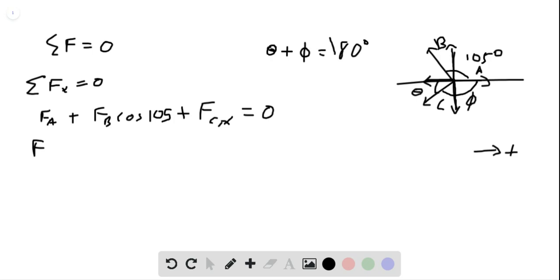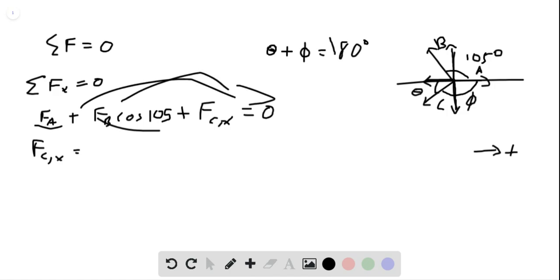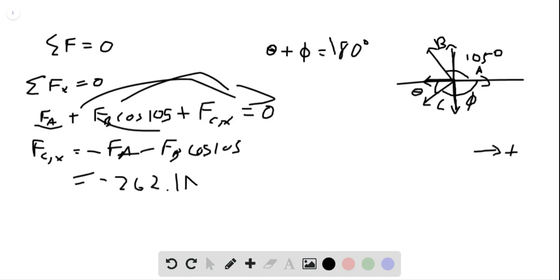So we can actually find what FCX is, right? If we just do some algebra, FA will go on the other side of the equal sign, and so will FB. So both of these will go here, right? And so we just have minus FA minus FB times cos of 105, right? And so this is going to be essentially, you should have the numbers, minus 385 newtons subtracted by 475 multiplied by cosine of 105. So this is going to end up giving you minus 262.1 newtons.